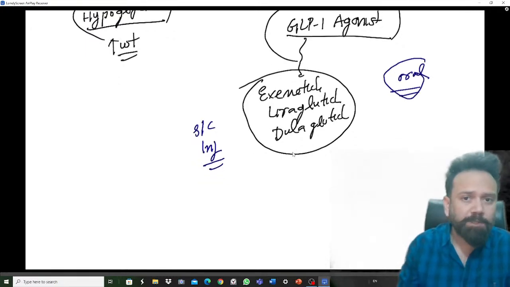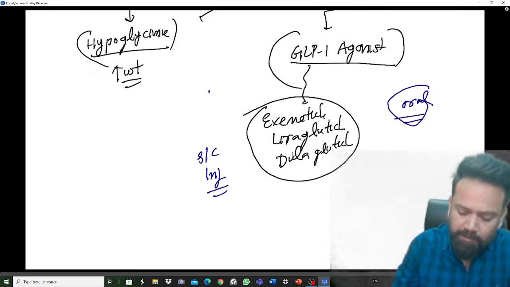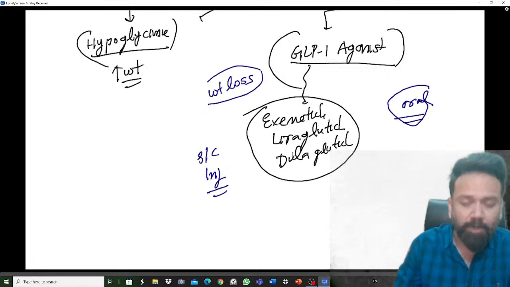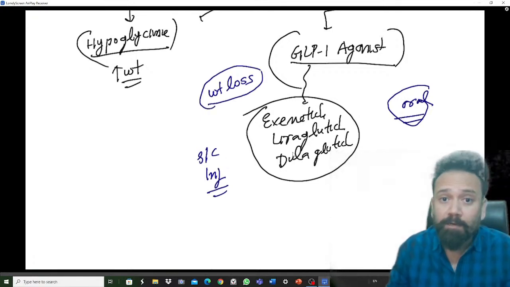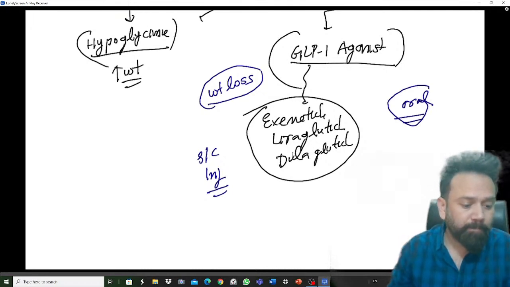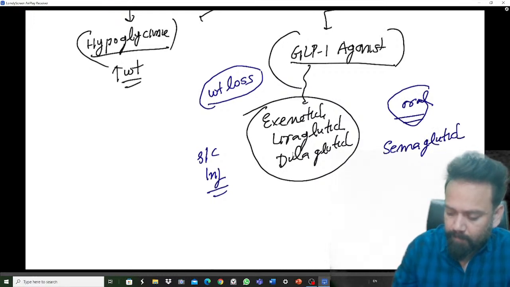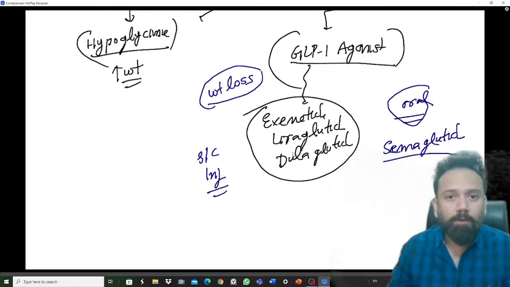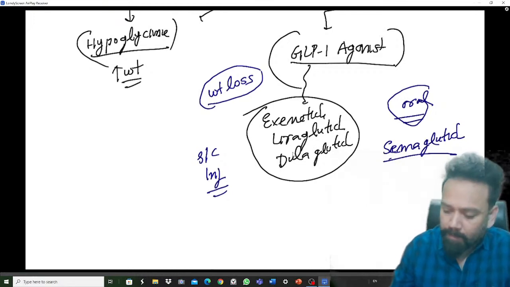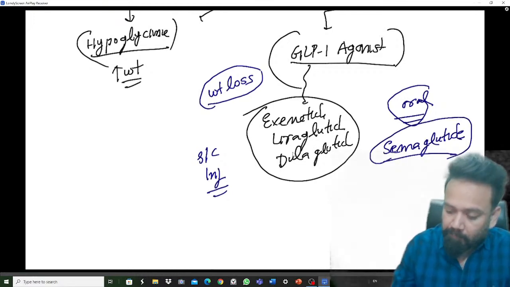See, GLP-1 agonist is a wonderful drug because it causes weight loss. They act on the GLP-1 receptor on the beta cell. These are G protein coupled receptors. Liraglutide. Yes, anyone knows semaglutide? Have you heard about semaglutide? Yes, injections are also available, but this is the FDA approved drug which is oral.